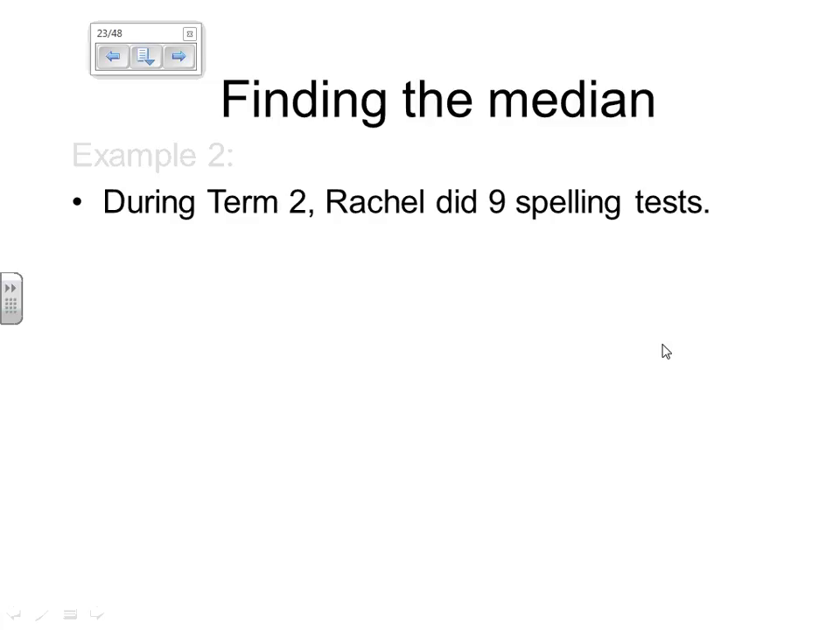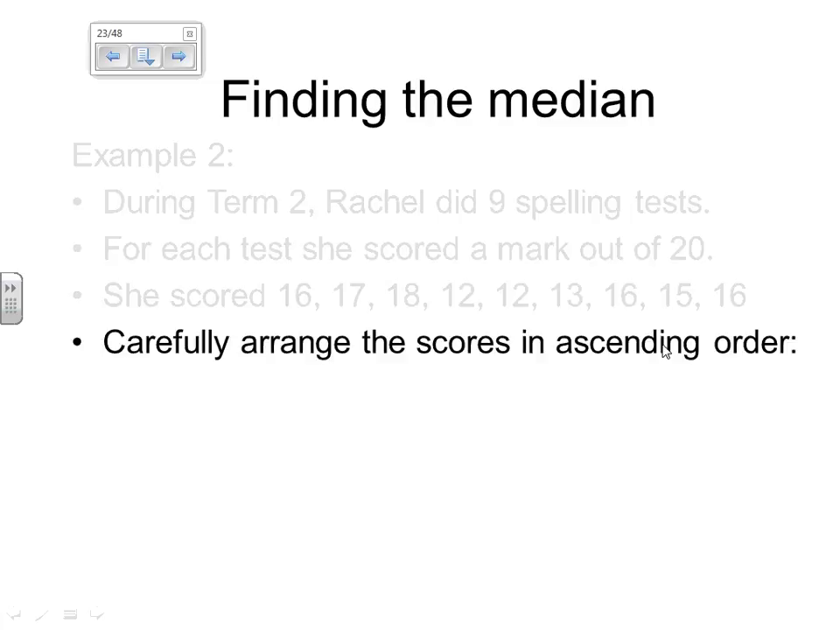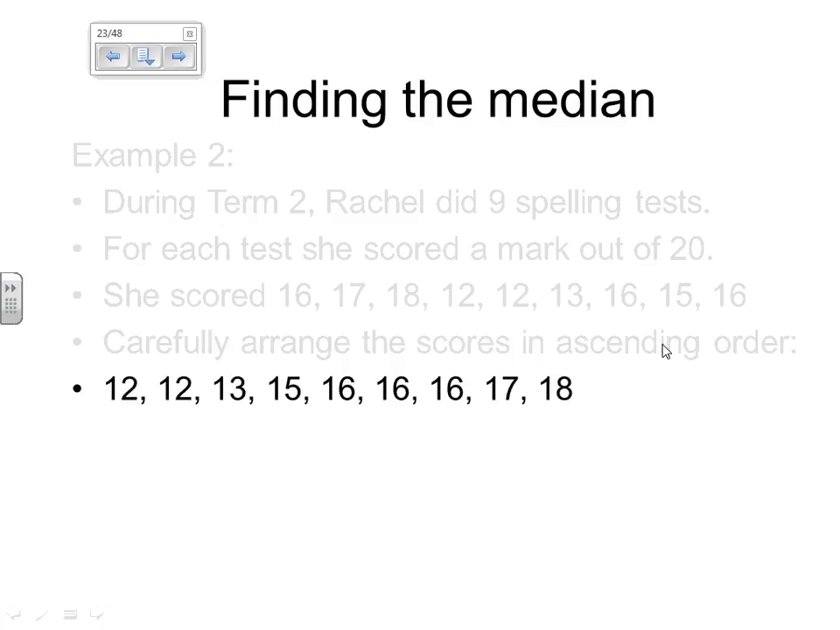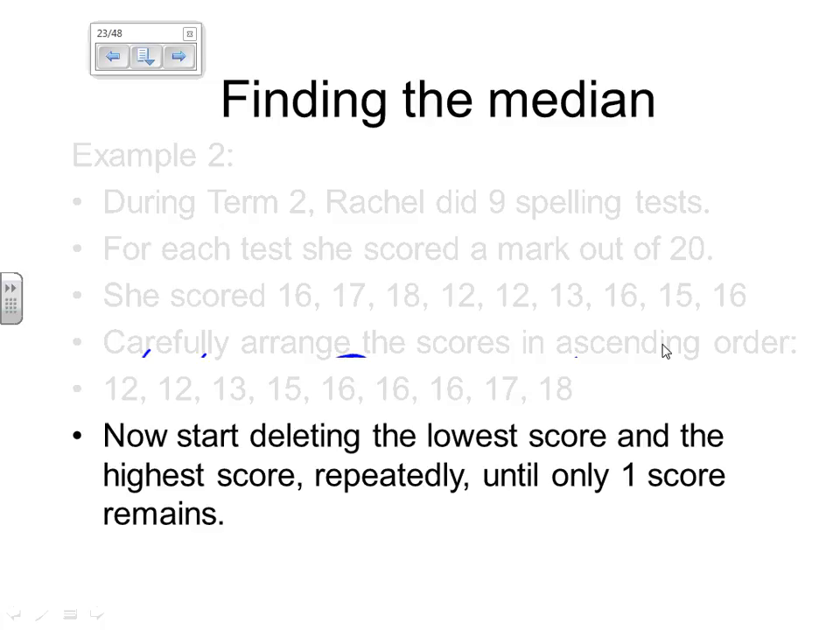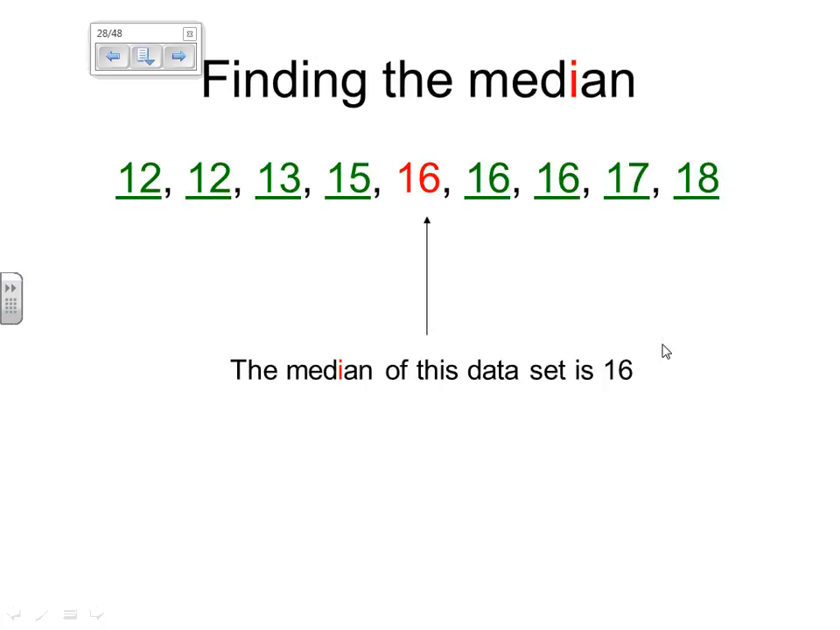So here's an example. Here's Rachel again. Right. So first thing we're going to do, we're going to arrange them in order. Here they are in order. To find our median, we're going to cross them out. So I cross one from the top, one from the bottom, one from the top, one from the bottom. And I'm left with our median of 16. Median of the data set is 16.